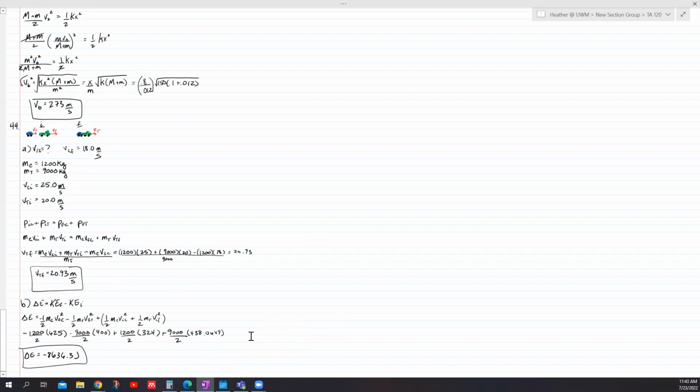We solve for V_T above. We were given the other above. We're going to plug in everything we know. And the change in energy is going to be 8636.3 joules, which we should write as 8.64 times 10 to the 3 joules, which I didn't do. My apologies. And it's negative because there's a loss. All right, so that was 44.